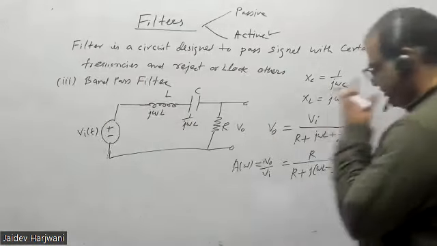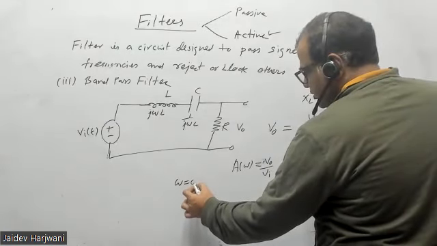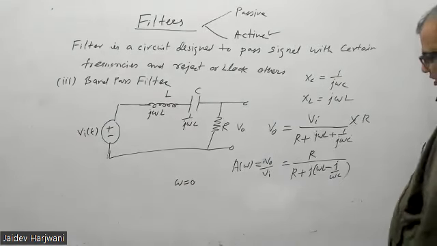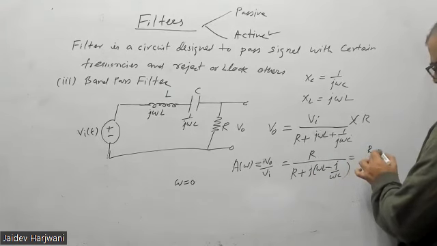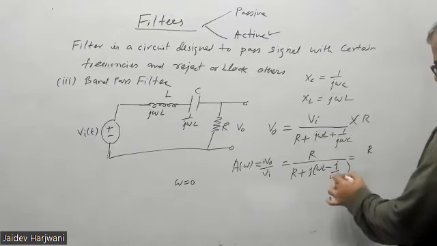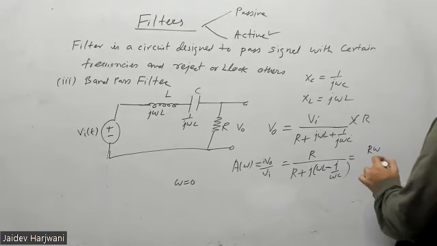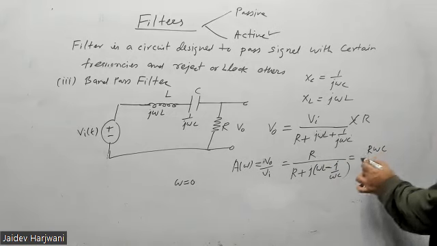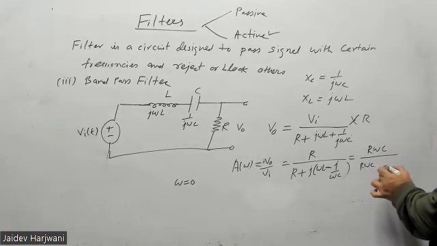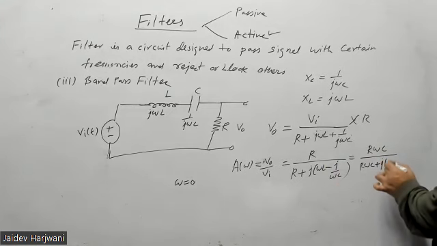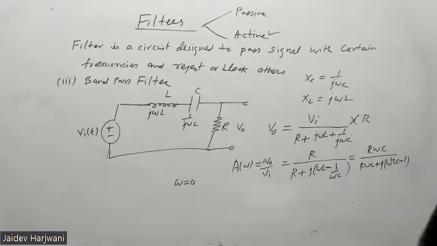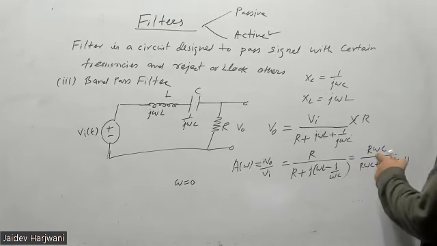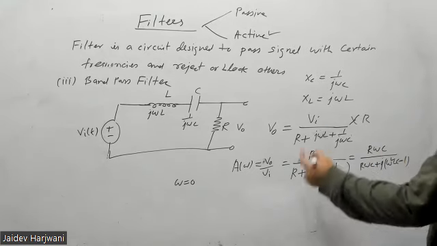So if I put omega equal to 0, this omega will go here. This also can be written as R, if I take omega here, this becomes omega, omega C, R omega C plus J, and this becomes omega square L C minus 1. So this directly depends on the frequency here. So if I put omega equal to 0, my gain becomes 0.